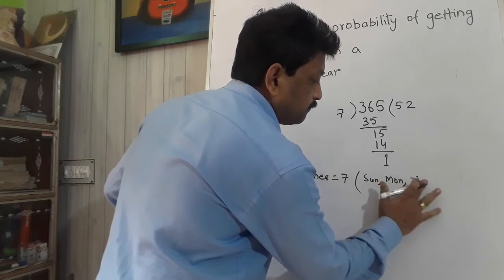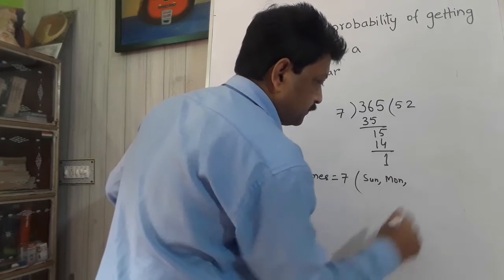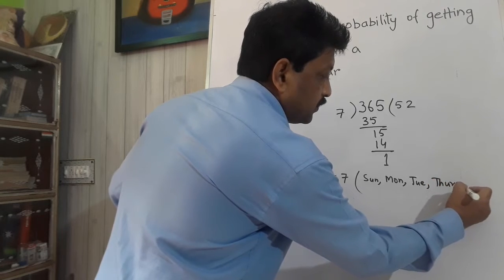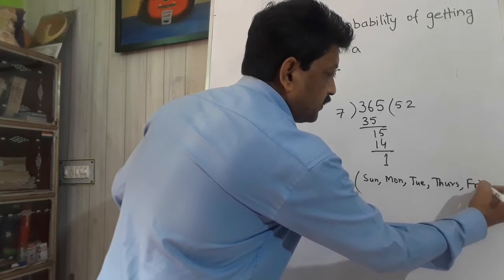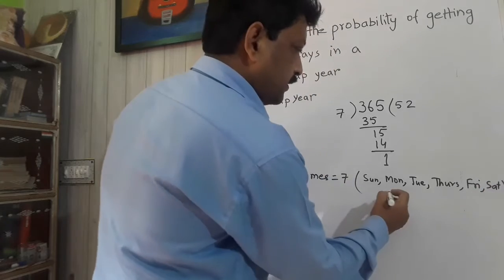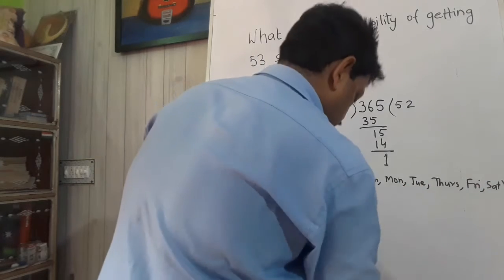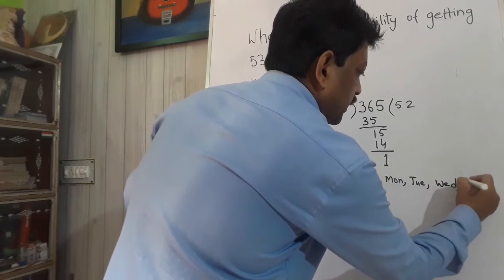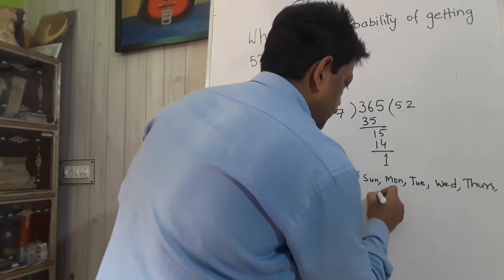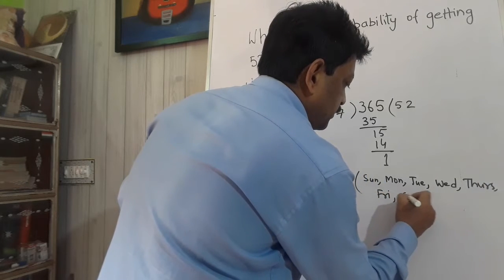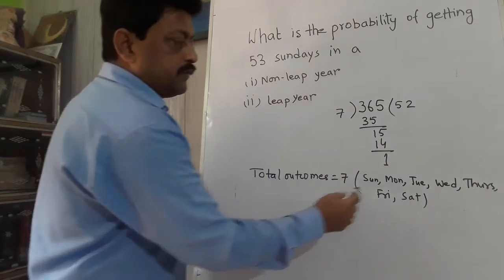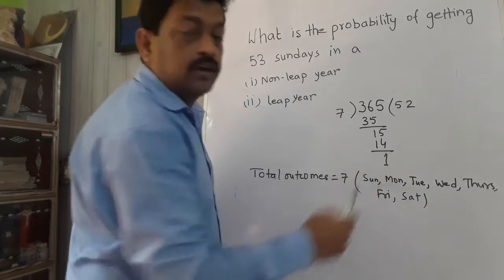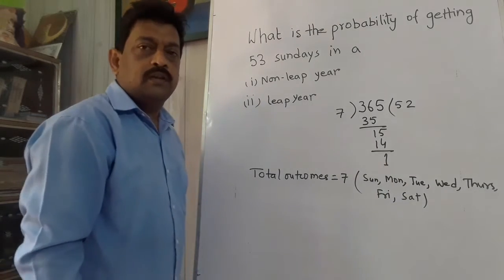Tuesday, it can be Wednesday, it can be Thursday, it can be Friday, or it can be Saturday. Since there are 7 days in a week, so this additional day, 1 day extra, can be any day of the week. Therefore, our total outcome is 7.